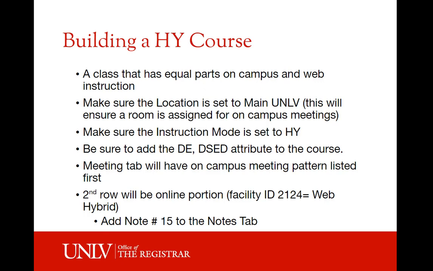A hybrid course has equal parts on-campus and web-based instruction. When you select this instruction mode, you will need to set the location to UNLV main to ensure that a room is assigned for the on-campus meetings. You will also need to add the DE, or Distance Education, attribute to the course. On the Meetings tab, add the on-campus meeting pattern first, then add a row for the online portion and use the Web Hybrid Facility ID, or 2124. You must also add note number 15 to the Notes tab so that students will understand that the course is a hybrid course at the point of enrollment.